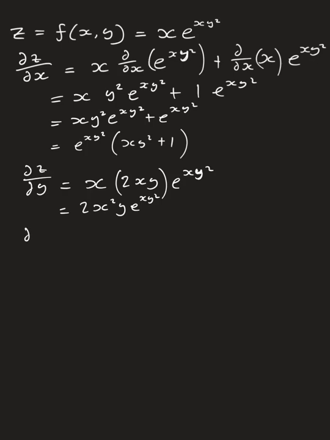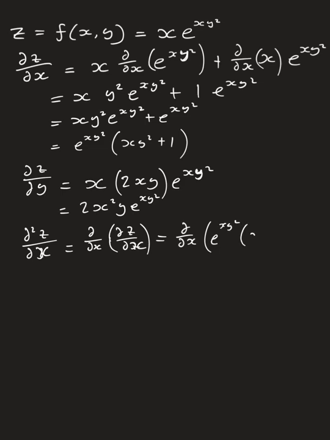What about second derivatives? The second derivative of z with respect to x. Well, all I do is I go again with respect to x on del z del x. So that's equal to the derivative with respect to x of e to the power of xy squared times xy squared plus 1. So I need a product rule for this, where u is e to the power of xy squared and v is xy squared plus 1.